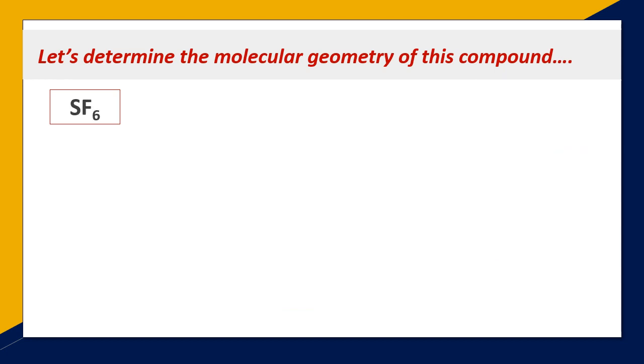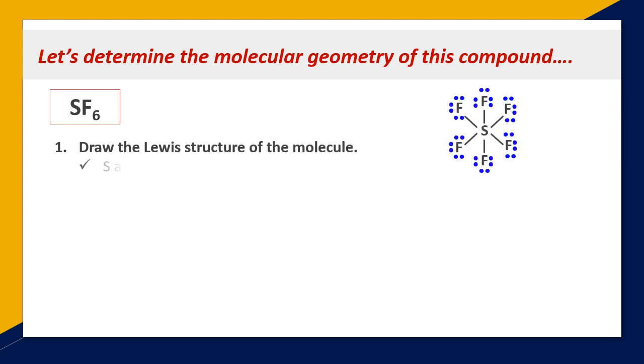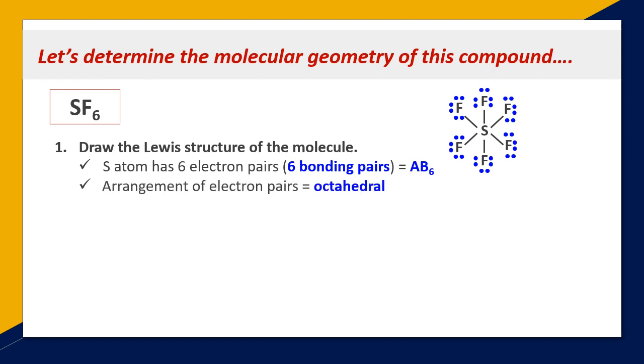The last example is sulfur hexafluoride. First, draw the Lewis structure of the molecule. From the Lewis structure, we can identify that the sulfur atom has 6 electron pairs, whereas all the 6 electron pairs are bonding pairs. The 6 bonding pairs are arranged in octahedral.